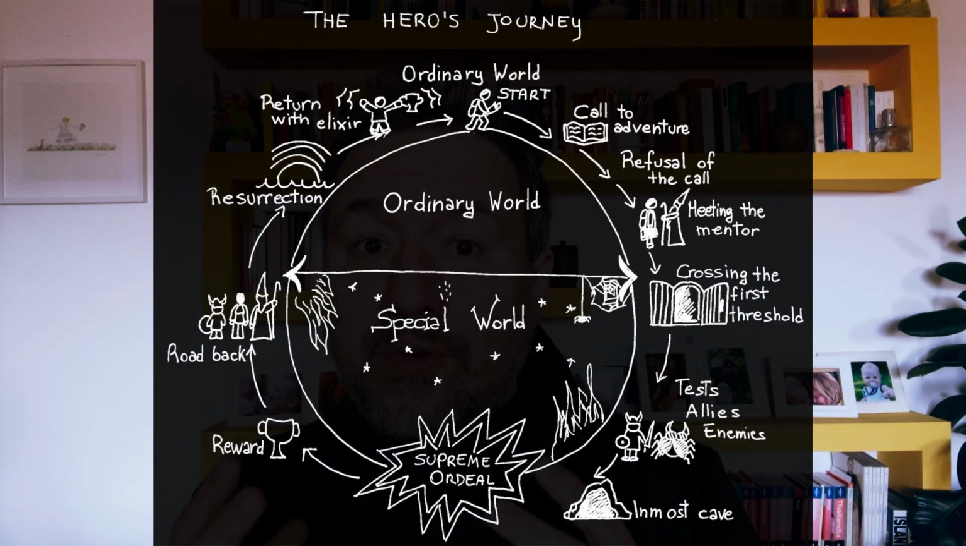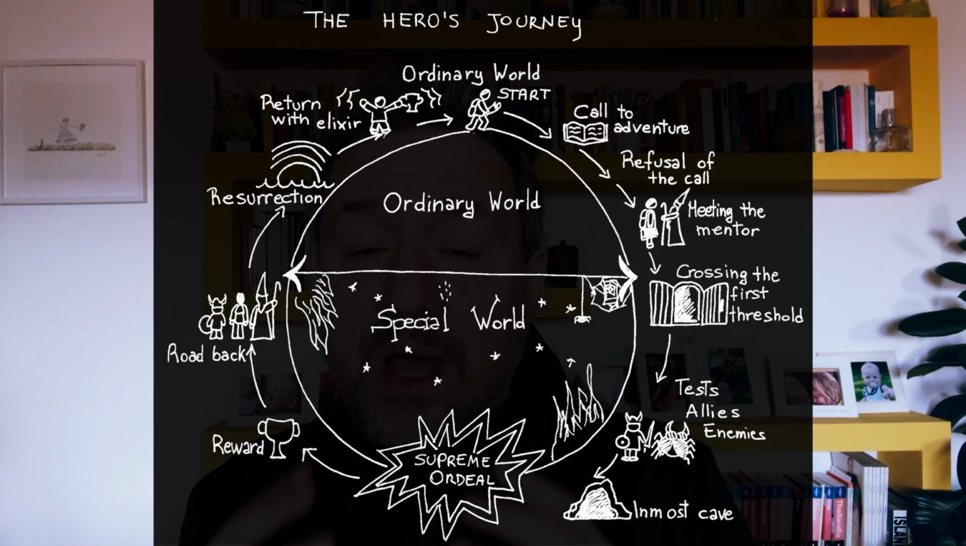Step 8 is the Ordeal. The hero confronts their most significant trial or enemy. This moment is often a life or death scenario, symbolizing a metaphorical death and rebirth. The ordeal is the crucible in which the hero is transformed.